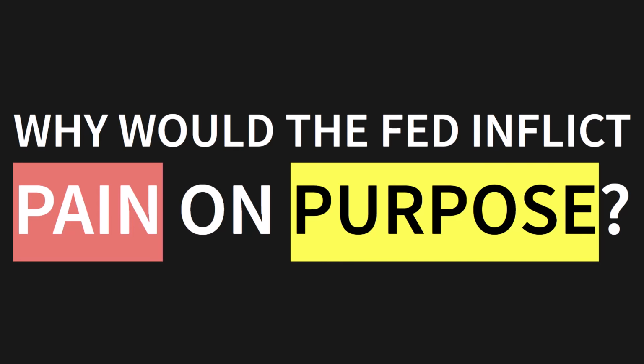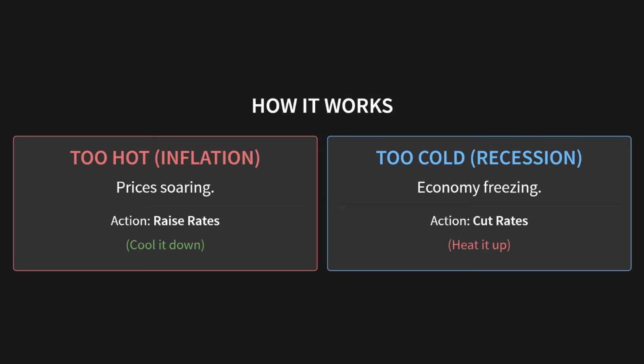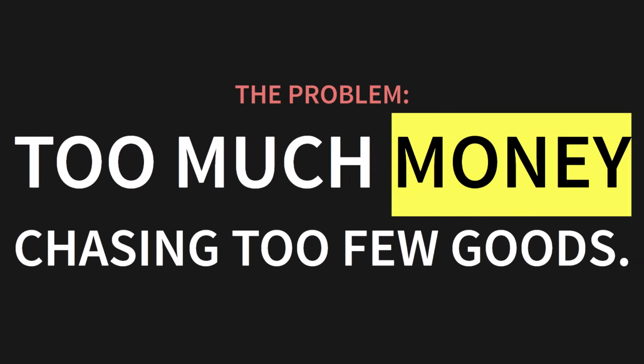The answer is that the Fed sees itself as the economy's thermostat. Here's how it works. When the economy runs too hot, that's inflation with prices soaring, their action is to raise rates. They need to cool it down. On the other hand, when the economy gets too cold, like in a recession, and everything is freezing up, their action is to cut rates to heat it back up. Right now, the problem is that the economy is too hot.